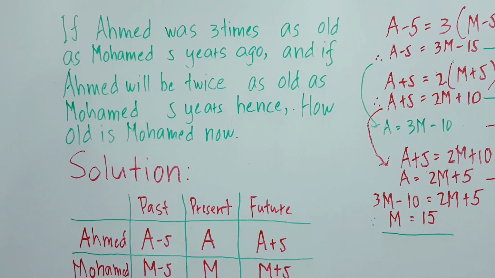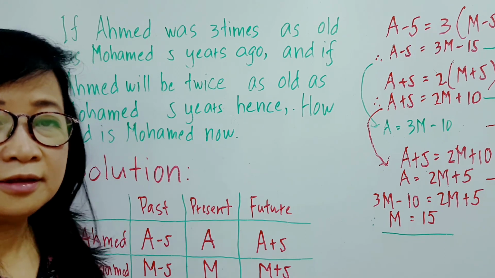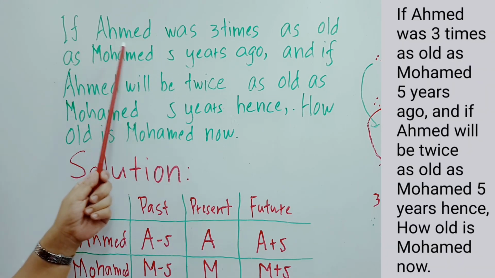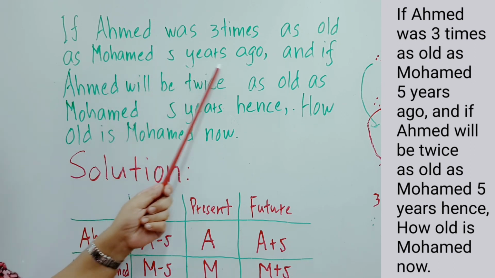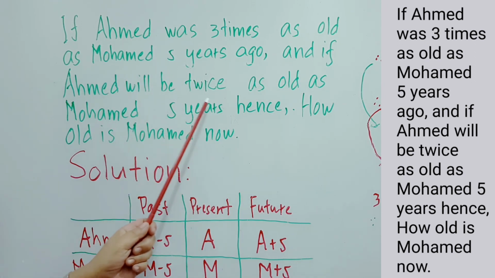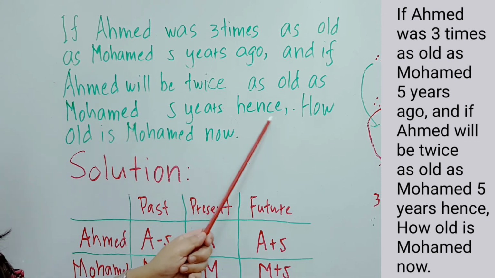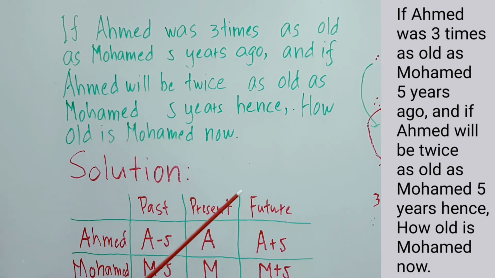Madali lang, di ba? The second question involves two persons. If Ahmad was 3 times as old as Muhammad 5 years ago, and if Ahmad will be twice as old as Muhammad 5 years hence, how old is Muhammad now? Now, para mas madali maintindihan, itabulit natin yung age nila, the past, present, and the future. We will represent the age of Ahmad at present to be A, and for Muhammad to be M.